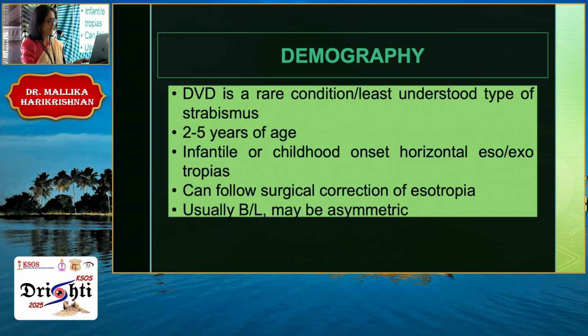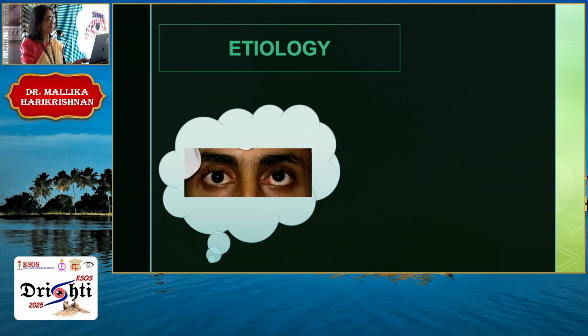DVD is, as I said earlier, a rare condition and the least understood type of strabismus. The most commonly affected age is 2 to 5 years, and it is often associated with infantile or childhood onset of horizontal eso or exotropia, but can also follow surgical corrections of esotropia. It's usually bilateral but may be asymmetric.